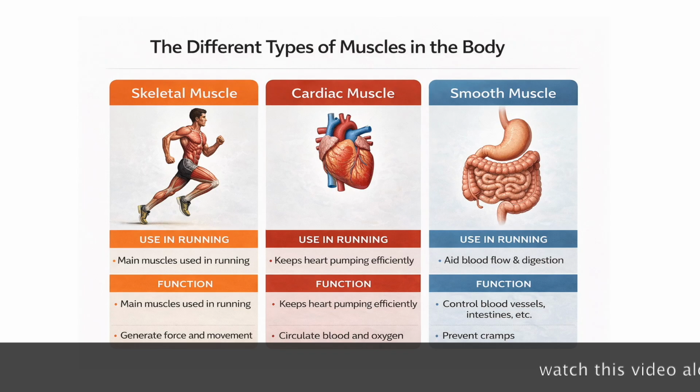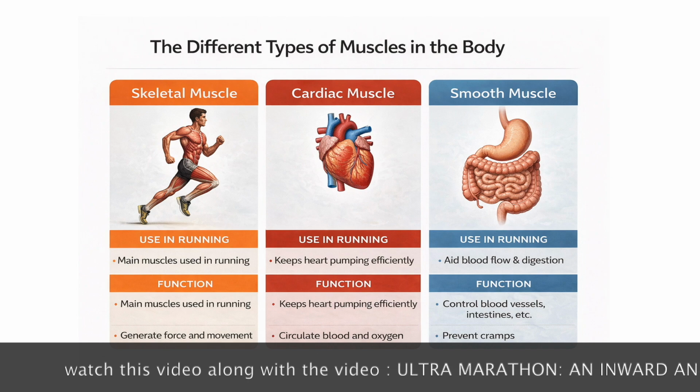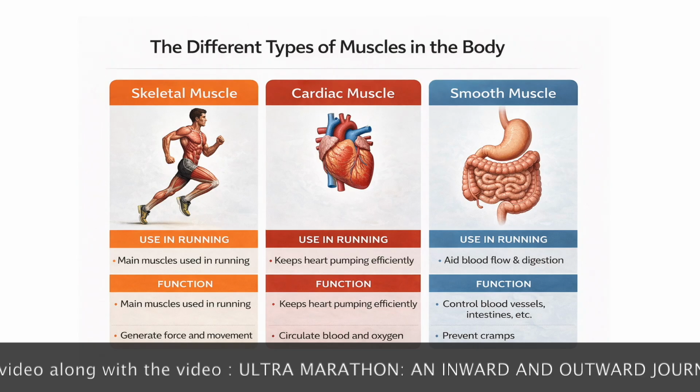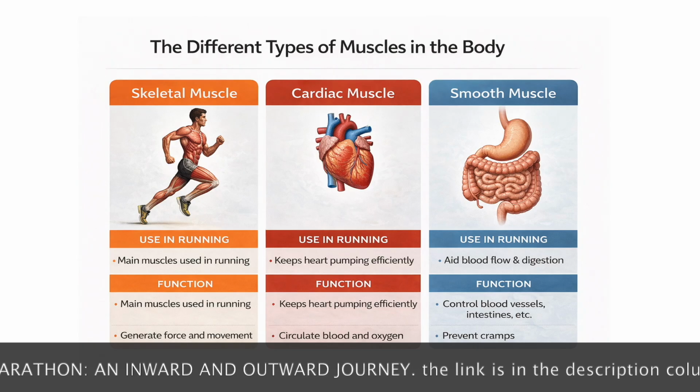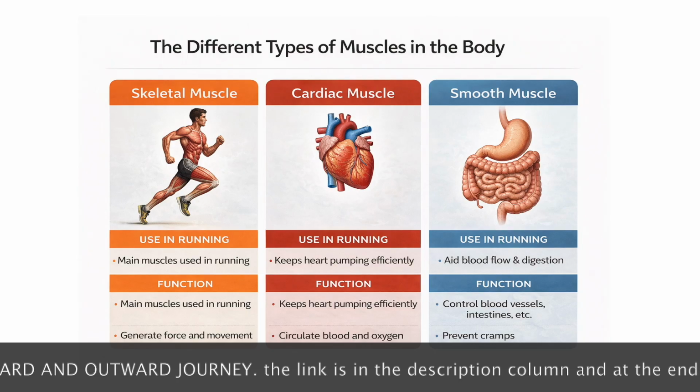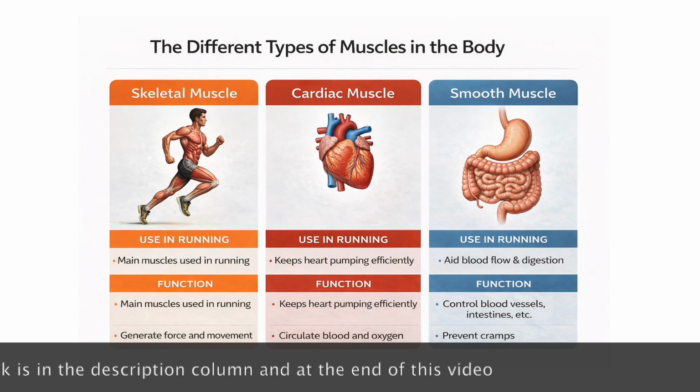There are three types of muscles in the body. The skeletal muscles, which are the voluntary muscles, or the muscles under your control. The next ones are the smooth muscles and the cardiac muscles. These are involuntary. You do not have control over them.